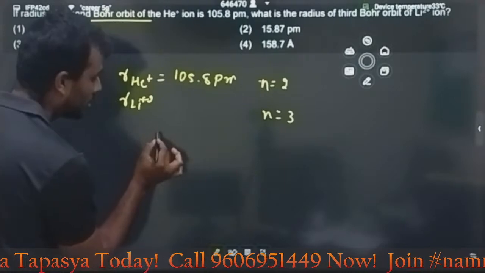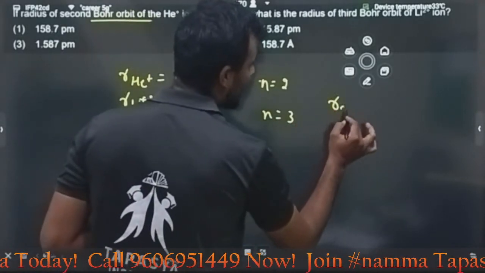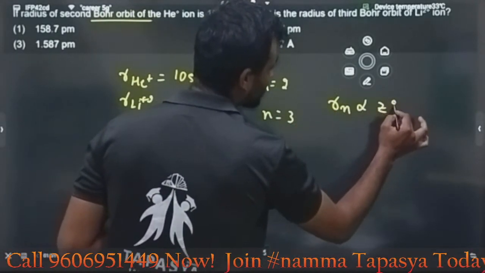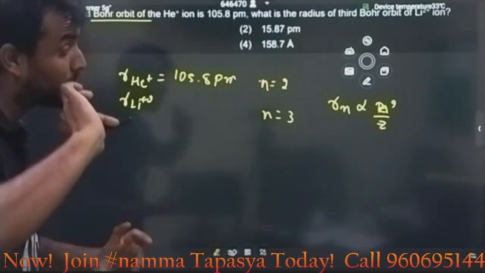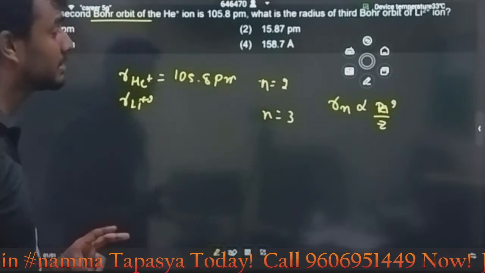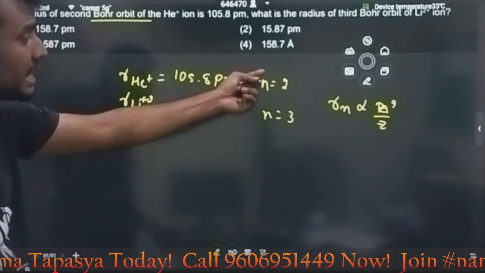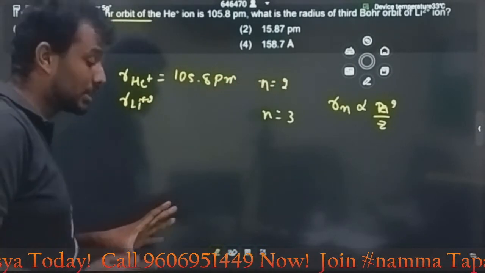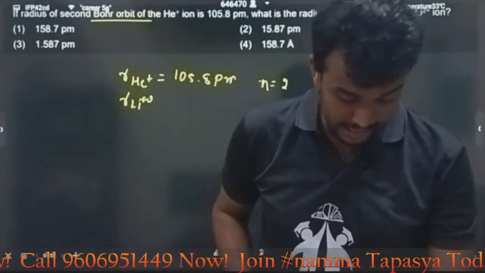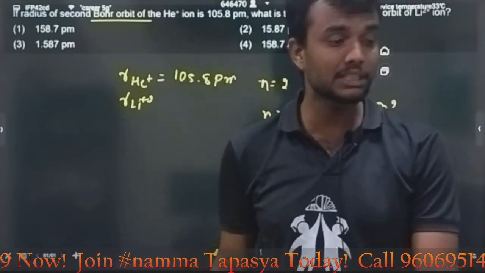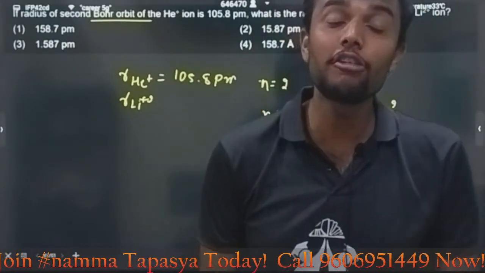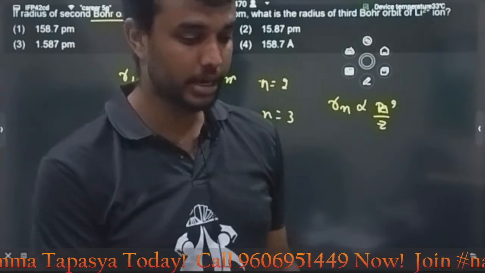We already know radius is directly proportional to n square by Z, not Z square. In the case of energy, it is Z square by n square. Energy and frequency, it is reversed. In radius, it is n square by Z. And you must also know the relation of total energy, kinetic energy, potential energy. Total energy is equal to minus of KE, that is equal to half of PE. Potential energy, that is the important thing.